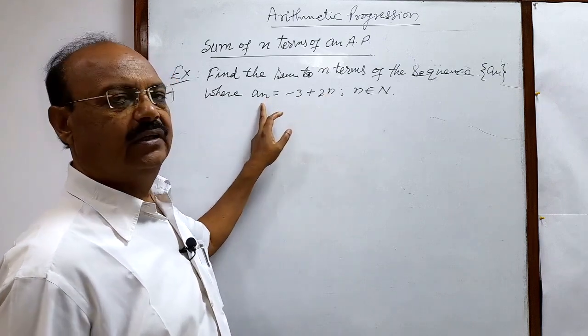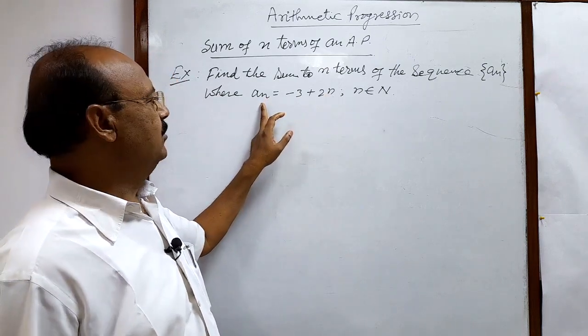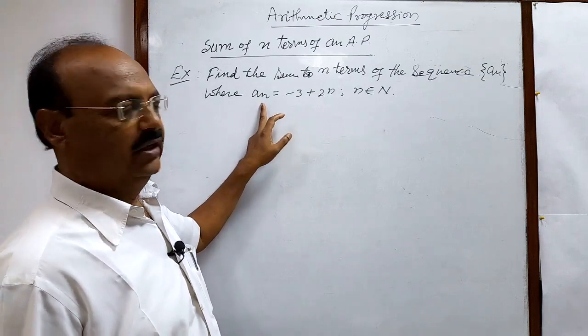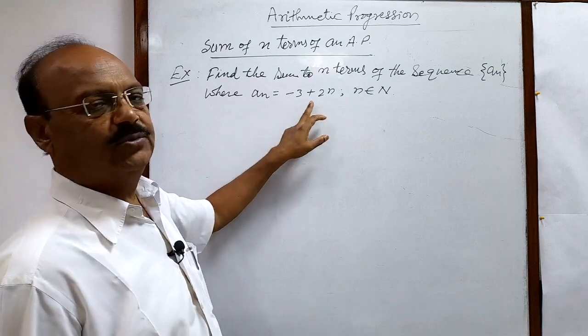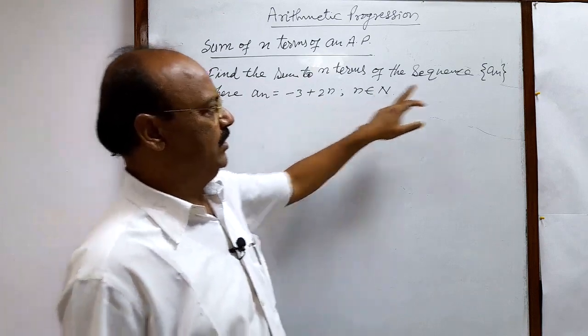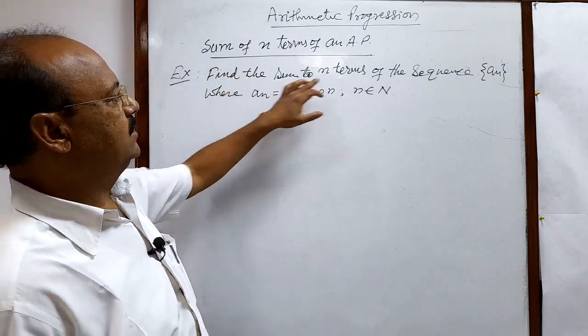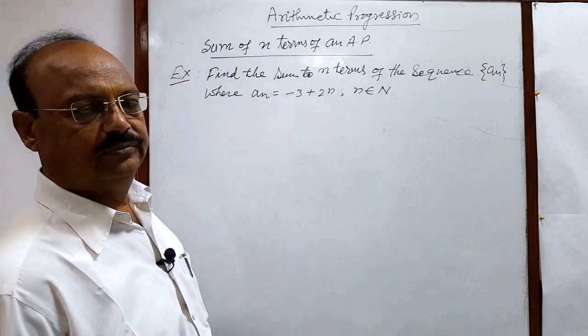Here an means this is the general term. Sometimes we use tn as the general term, sometimes we use an. So an means the general term of the AP of this sequence. Okay, so we have to find the sum to n terms.